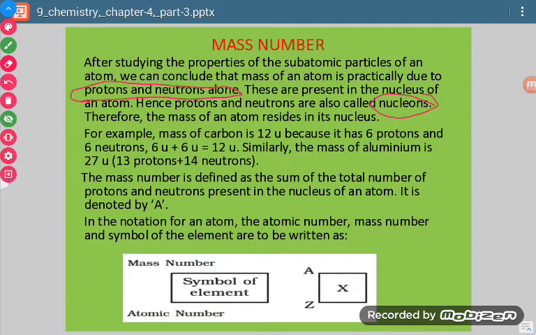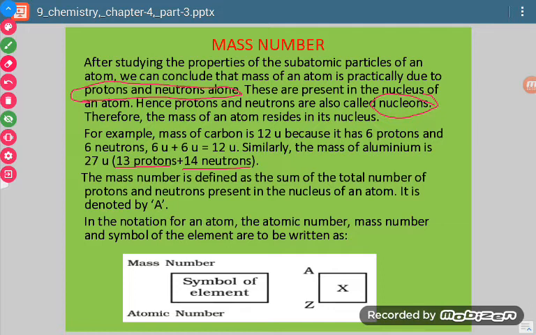Now the mass of an atom resides in its nucleus, where the total mass of an atom is present. Outside there are electrons, and their mass is very small, so that mass is neglected. We can say that the total mass of the nucleus is the mass of the atom. Okay, now for example, the mass of carbon is 12 unified mass units because it has 6 protons and 6 neutrons. Similarly, the mass of aluminum is 27 u. It means 13 protons and 14 neutrons.